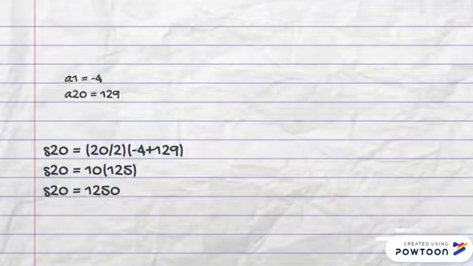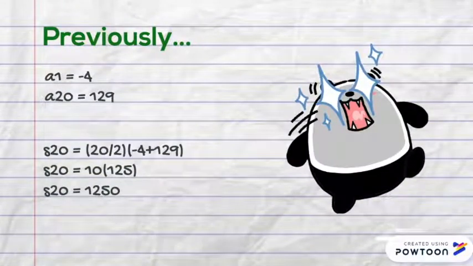Lastly, we have already found out what the first and the 20th term are. Now, you just plug them into the sum formula and calculate the sum of the first 20 terms, which will be 1250.